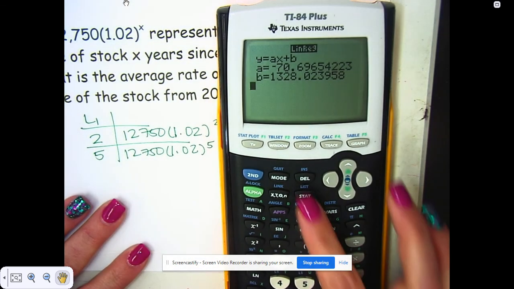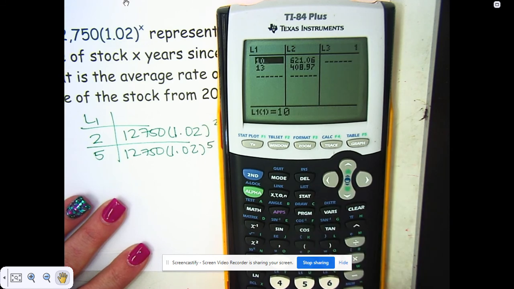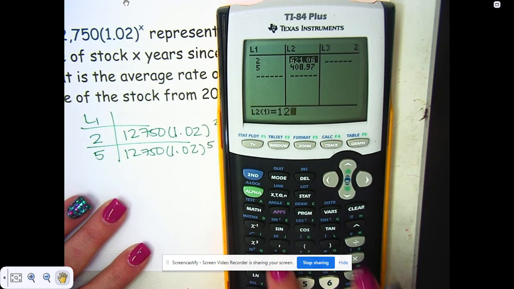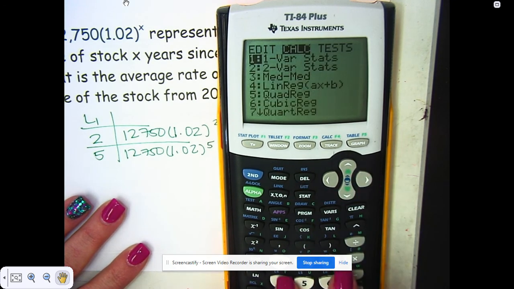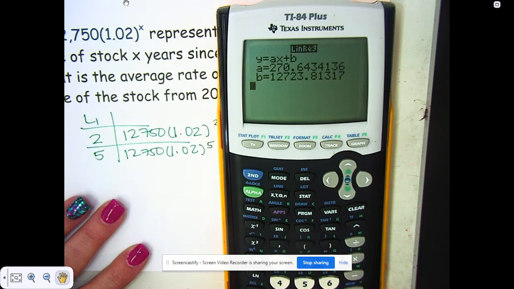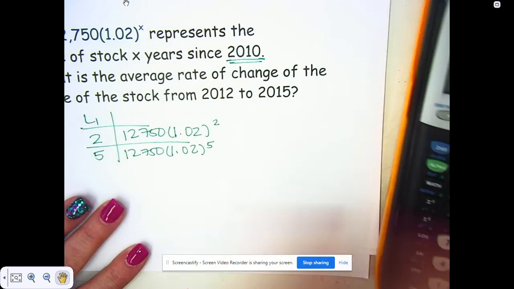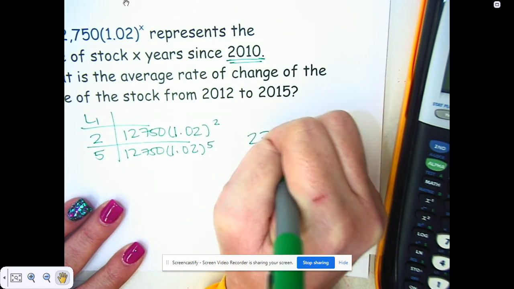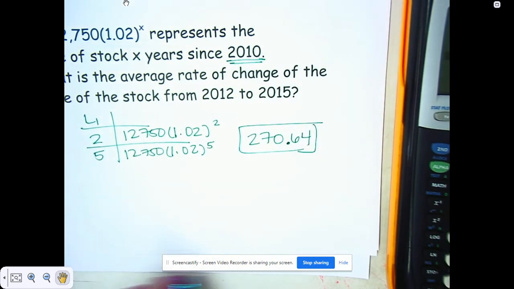All right, so stat edit, 2 and 5, and 12,750 times 1.02 squared and 12,750 times 1.02 to the fifth. Okay, and StatCalc 4 gives 270.64. So that is all you are doing on rate of change, y'all. That's all you're doing.